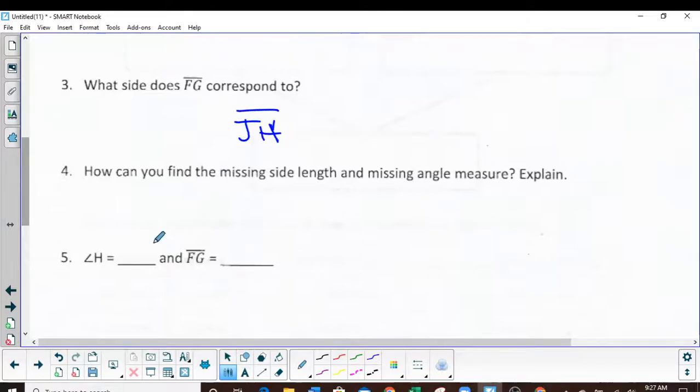So it says, how can you find a missing side length and missing angle measure? Explain. Two statements we've got to write right here. Okay, let's put a dot. And this is where we start learning what's happening between these things. Since this is a parallelogram, any parallelogram and all parallelograms, opposite angles are congruent.